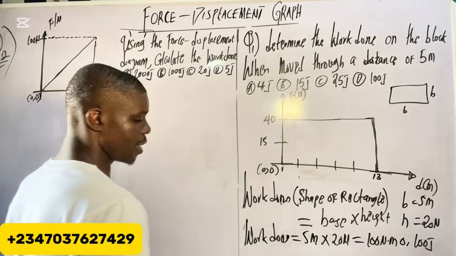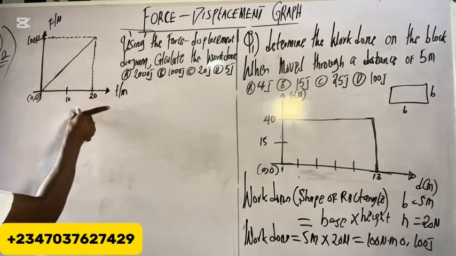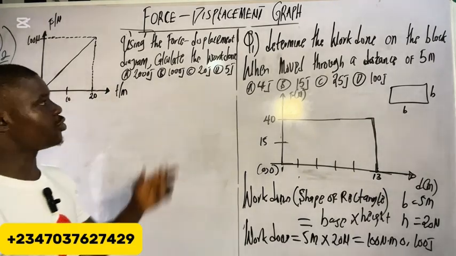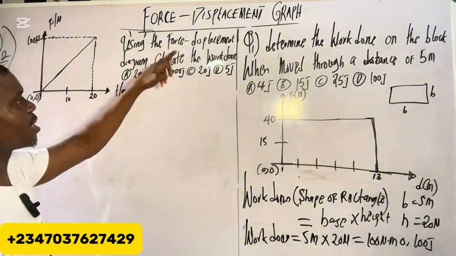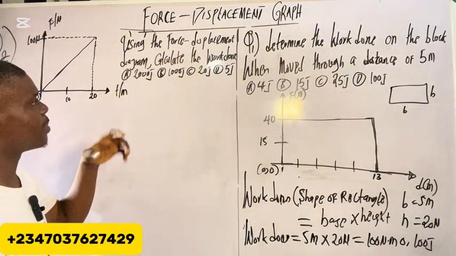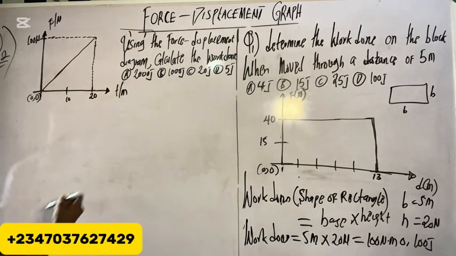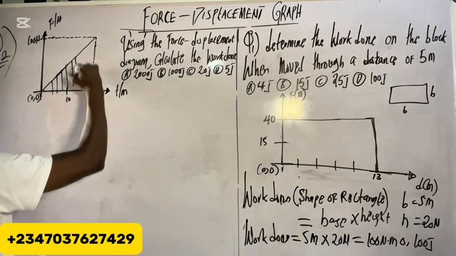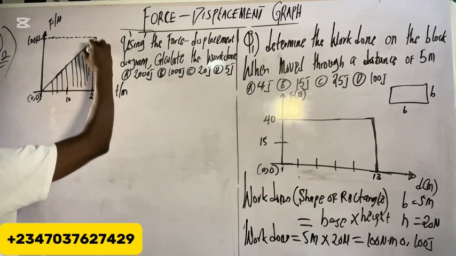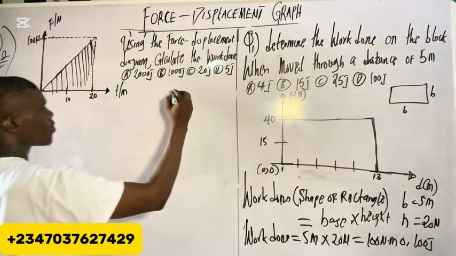So let's look at this other one here. Let's look at part Q. If you look at Q here, now look at the diagram here. Using the force displacement diagram, calculate the work done. Here you are going to calculate the area. Remember, if I shade this place like this, you get a right angle triangle. I just have to get something like this.